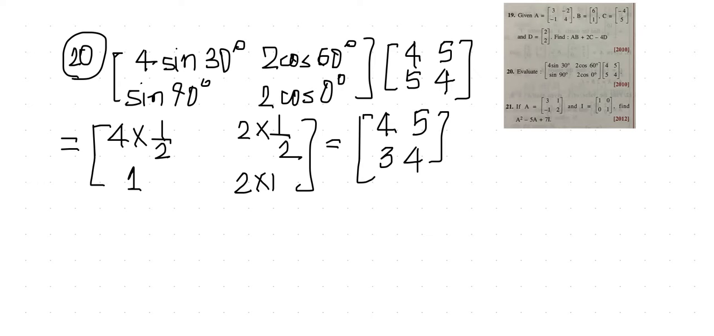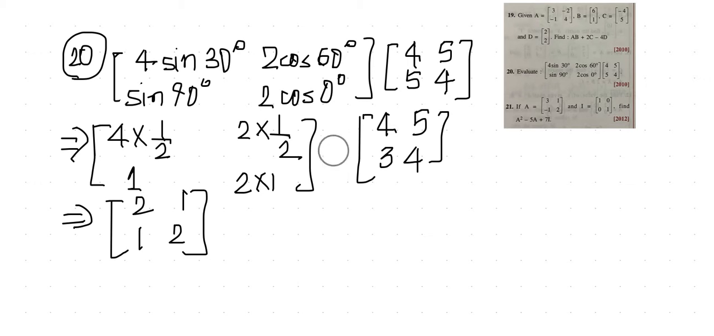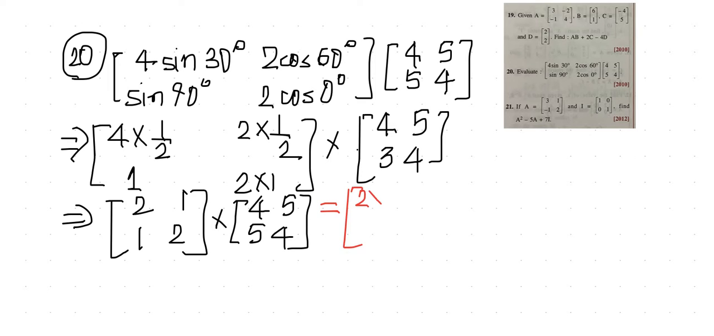Okay. So this implies what, children? This implies, so this if you cancel, this is going to be 2 and then 1. Then this is 1 and 2. And then this is being multiplied, this is not equal to sign, children, sorry, this is being multiplied. So we are multiplying this with 4, 5, 5 and 4. So how much will you be getting here, children? See, this is going to be equal to 2 into 4 plus 1 into 5. And then here it will be 2 into 5 plus 1 into 4.